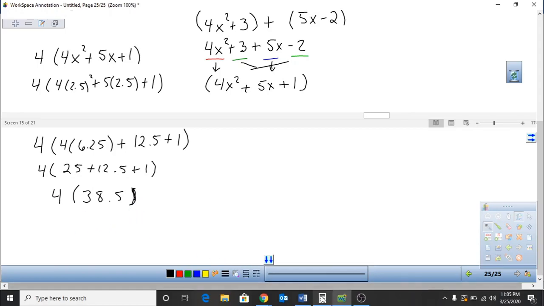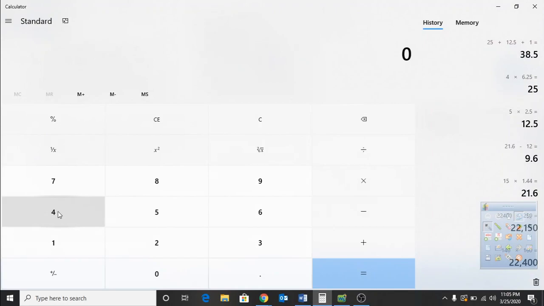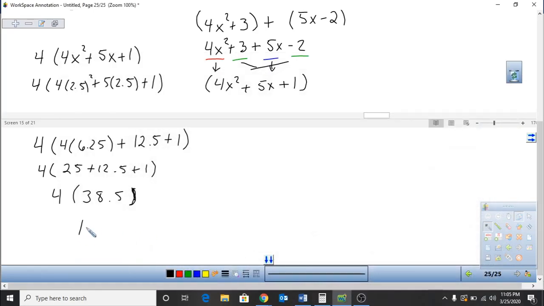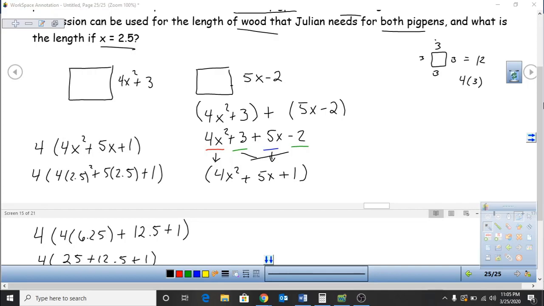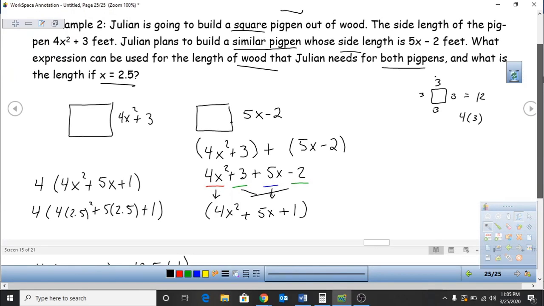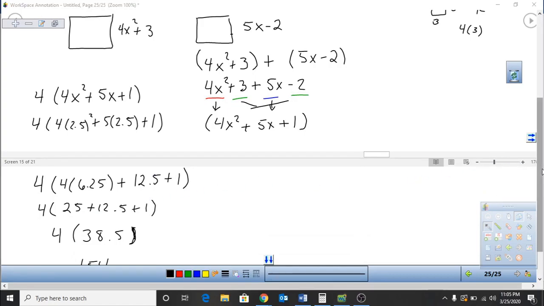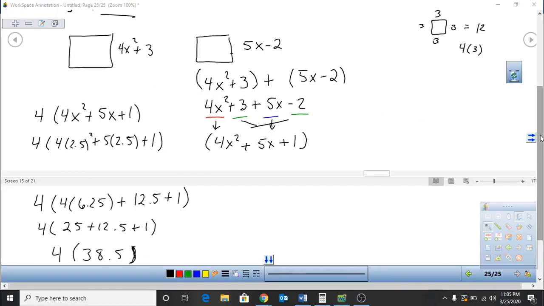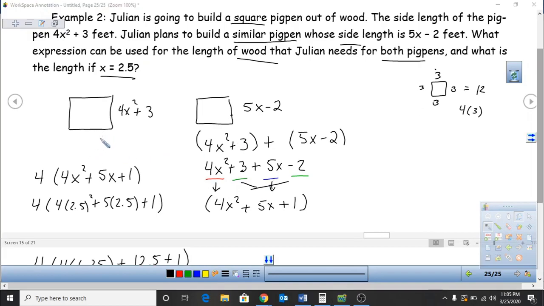And then don't forget about this 4 on the outside still. So this is a parenthesis. Okay, so 4 times 38.5, and that's just going to give me 154. So my final answer is 154. Don't forget your units. If I'm looking at the units, it does give me feet. So the answer must be in feet. So 154 feet. All right, I'll put FT. All right, 154 feet.